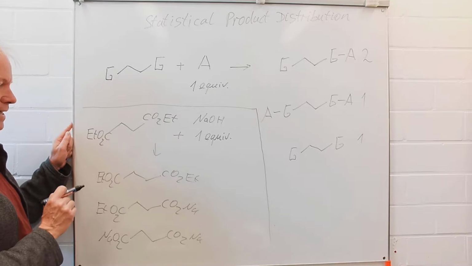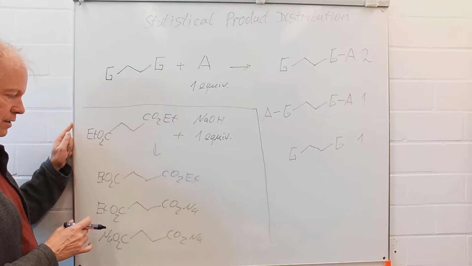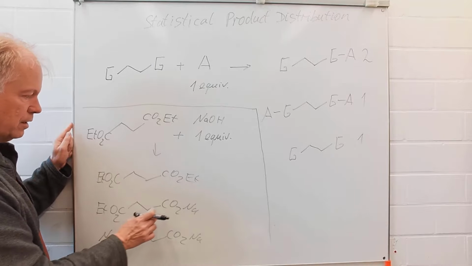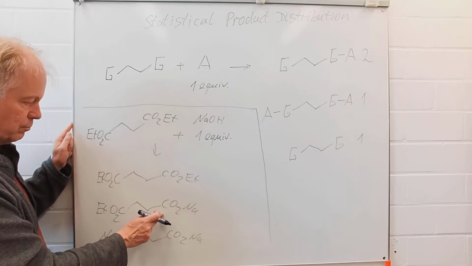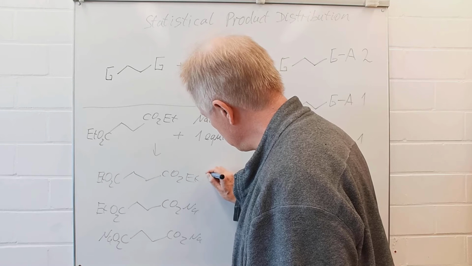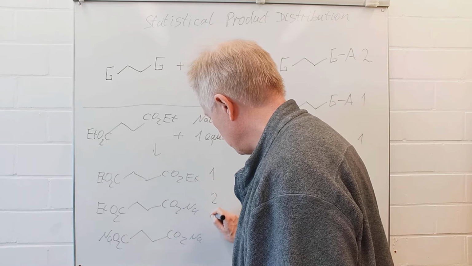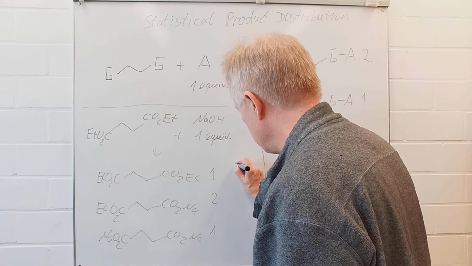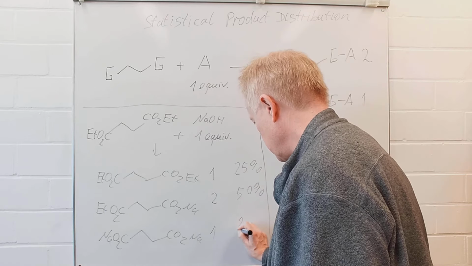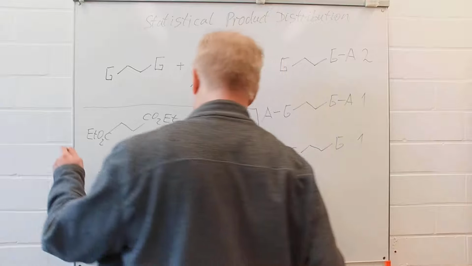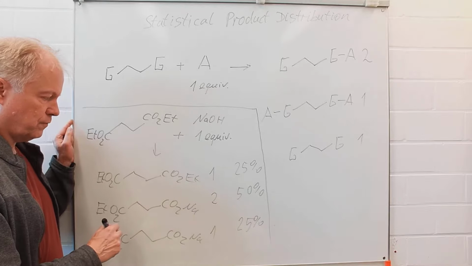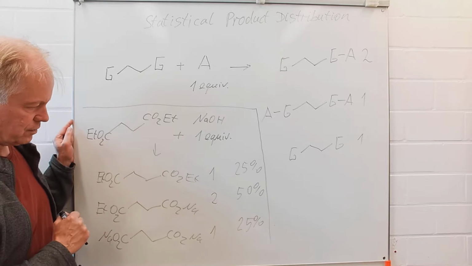And again, what we should anticipate is finally a mixture of the starting material, the monohydrolyzed product, and the bishydrolyzed product in the ratio 1 to 2 to 1, translated to 25%, 50%, and again 25%. So how could we increase the formation of the target molecule, the monohydrolyzed product?